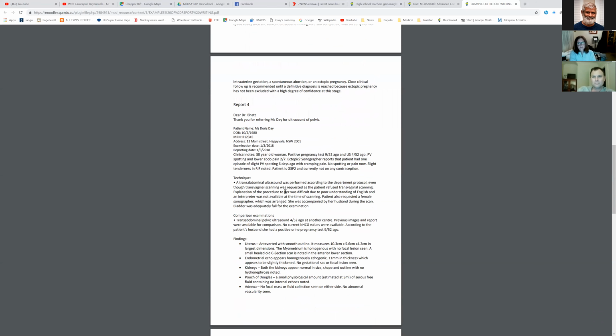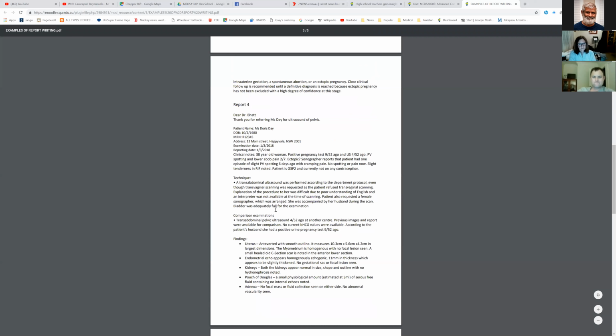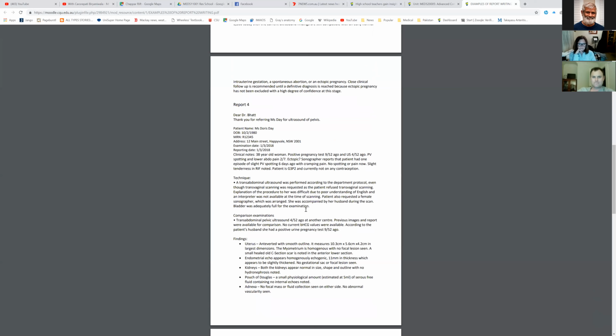Even though a transvaginal ultrasound was requested, as the patient refused transvaginal scanning, again, I would not use the term refuse. Explanation of the procedure to her was difficult due to poor English, interpretation was available, and in addition, the patient also requested a female sonographer, which was arranged. She was accompanied by her husband during the scan. Bladder was adequately full for the examination.